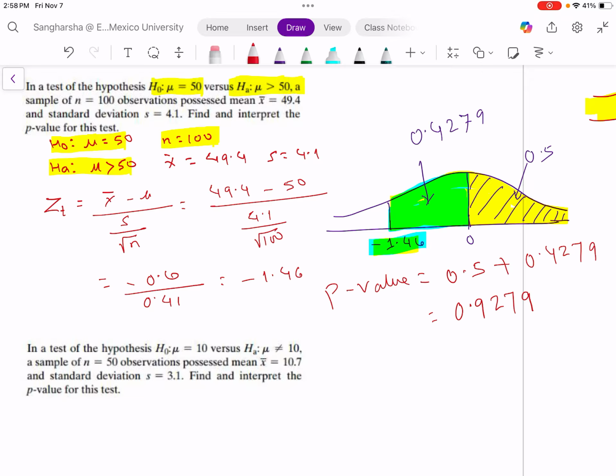If this is our p-value, and if our rejection region is smaller than this number, then we reject our null hypothesis.